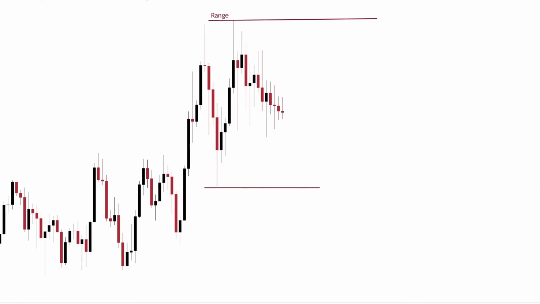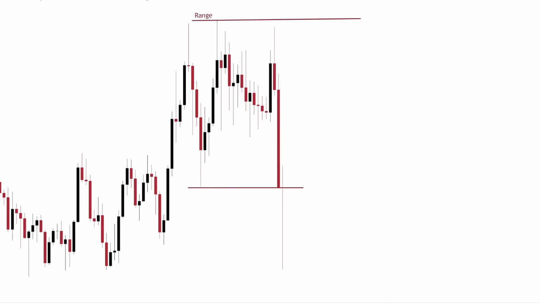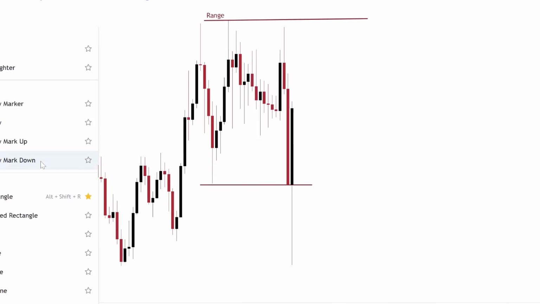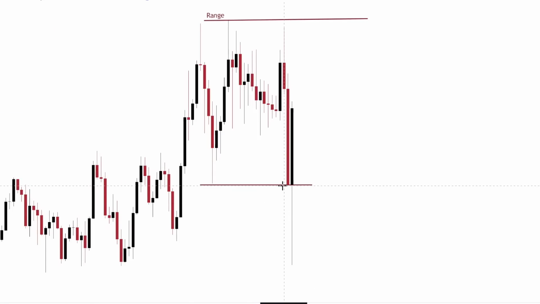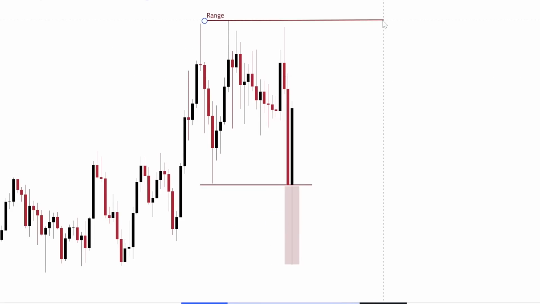Here's an example of a continuation double liquidity sweep. So here we have our range. What are we waiting for? We're waiting for a sweep. So now we have our liquidity sweep, which in this case would be our sellers being trapped. So what are we waiting for now? We're waiting for our buyers to be trapped.